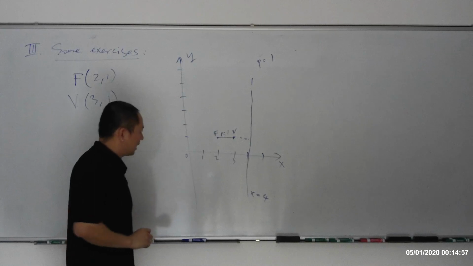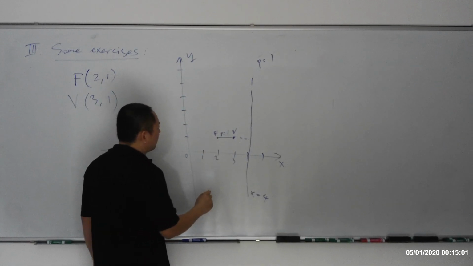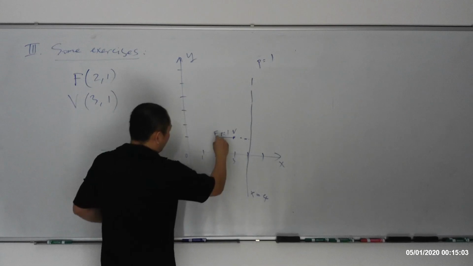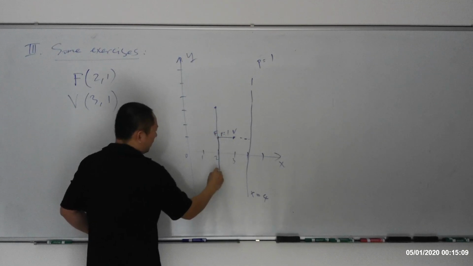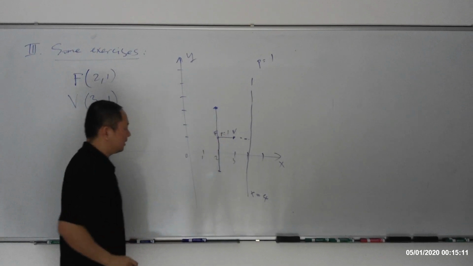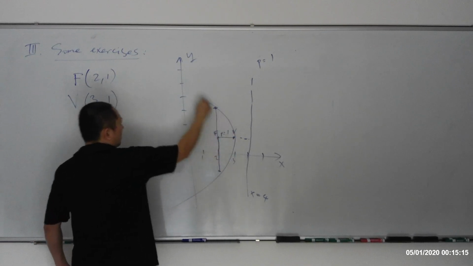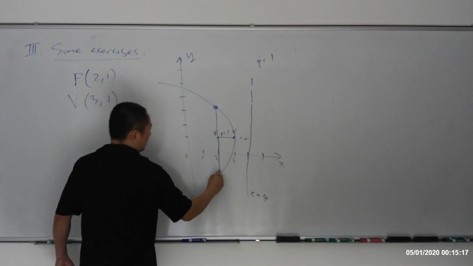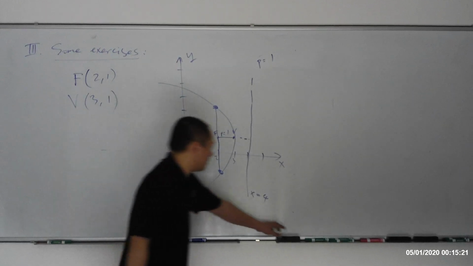Let me try to sketch the graph a little bit more precisely. So p is 1, so the latus rectum is going to be 4p, right? 4. 1, 2, 1, 2. You go from the focus, you go up 2 units, you go down 2 units, you got the latus rectum. So the parabola is going to be this.